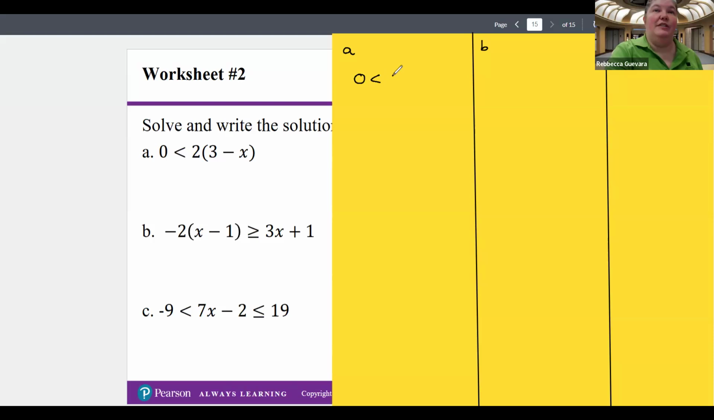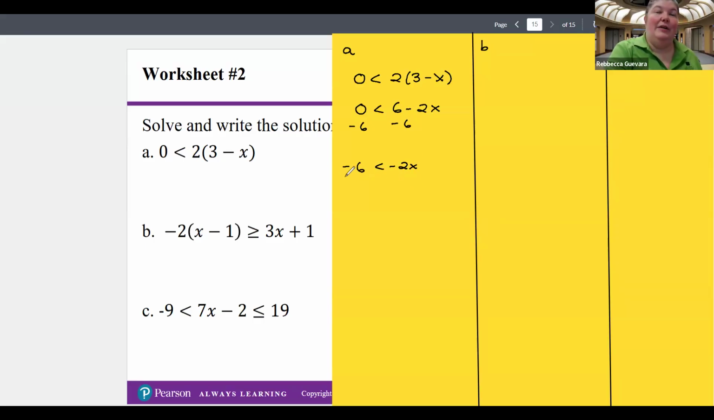So you have 0 is less than 2 times 3 minus x. So if I wanted to get that x, we're going to distribute that 2 first. So we're going to end up with a 6 minus 2x. So you could do this a couple ways. I'm going to do this 2 different ways. So first is I'm just going to subtract that 6 from both sides. So we get -6 is less than -2x.